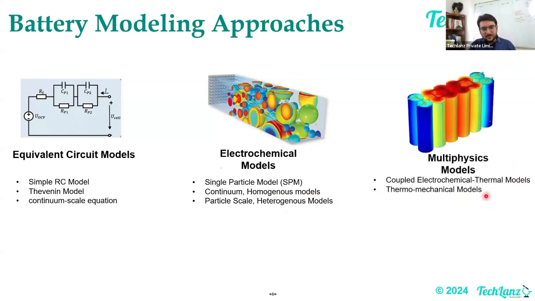Then we have the multiphysics model, where you would like to combine different physics like the mechanical properties, thermal properties, heat generation, and all those things. For example, the pouch cells, right?